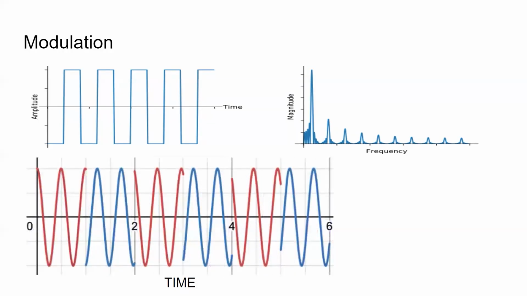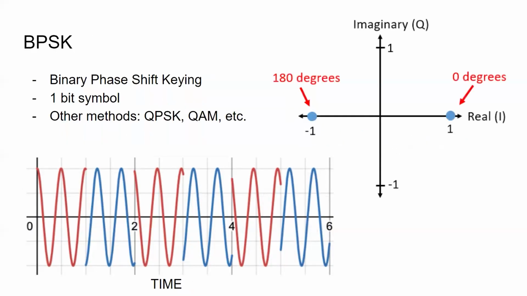The sine wave is just going to keep flipping up and down over and over. So this is exactly what BPSK is, which stands for binary phase shift keying. It just means that at each of these symbols, you can only send one bit at a time. Other methods such as QPSK or QAM can send multiple bits per symbol.